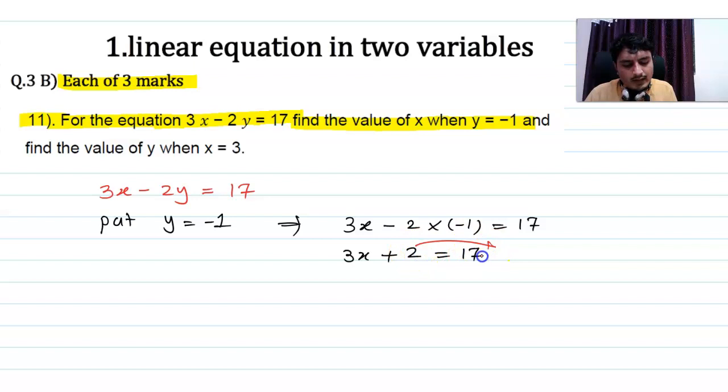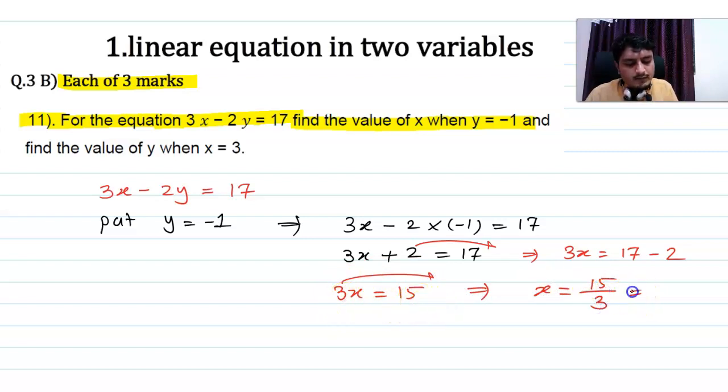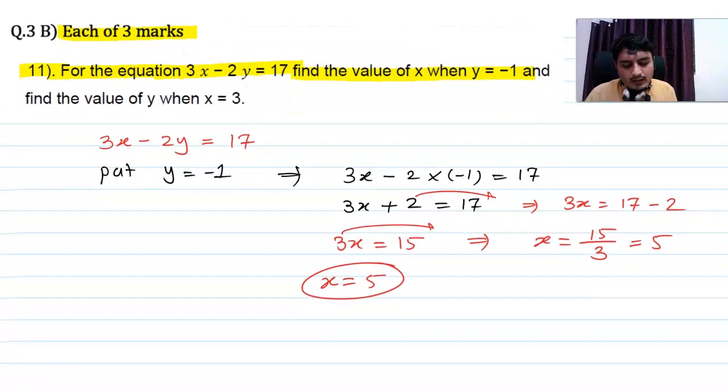Now to evaluate the value of x, shift 2 from LHS to RHS. So 3x equals 17 minus 2. Now 17 minus 2 is 15. Again to evaluate the value of variable x, shift 3 from LHS to RHS. Multiplier 3 becomes the divisor to 15. 3 5s are 15, so the value of x is 5. So for the given linear equation in 2 variables, when the value of y is minus 1, the value of x is 5.